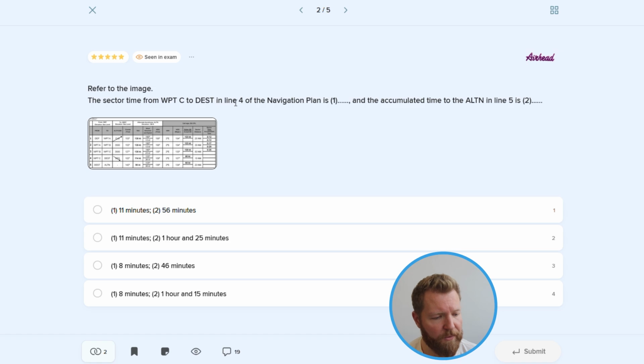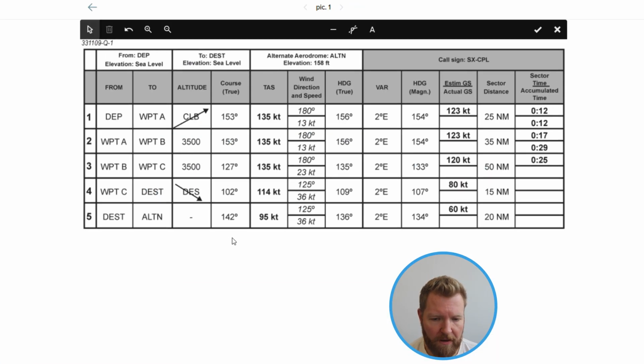The sector time from waypoint Charlie to destination in line 4 of the navigation plan is 11 minutes or 8 minutes, and the accumulated time to the alternate in line 5 is 56 minutes, 1 hour 25 minutes, 46 minutes, or 1 hour and 15 minutes. Okay, if we check the given nav log, we can see that the distance from waypoint Charlie to the destination is 15 nautical miles, and our speed at this leg is 80 knots.